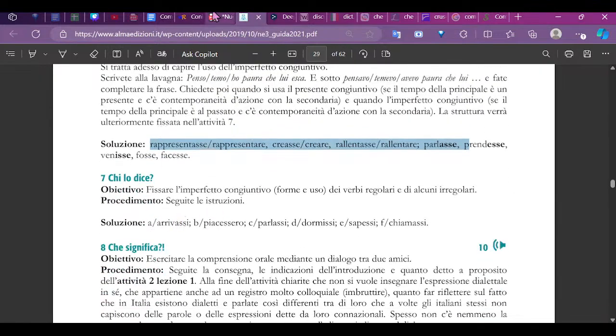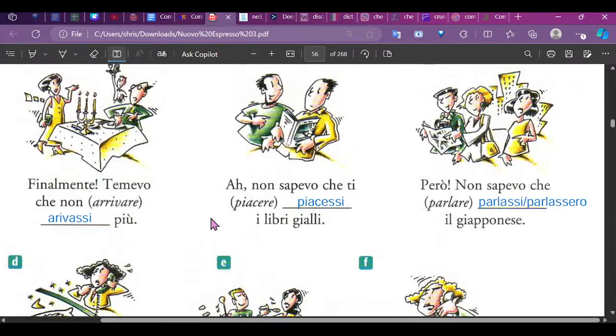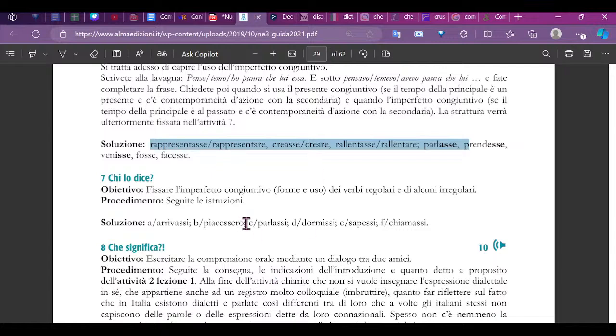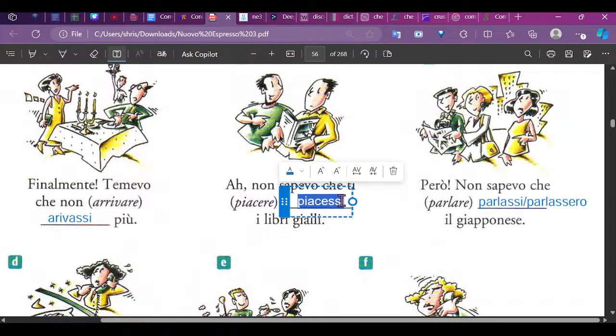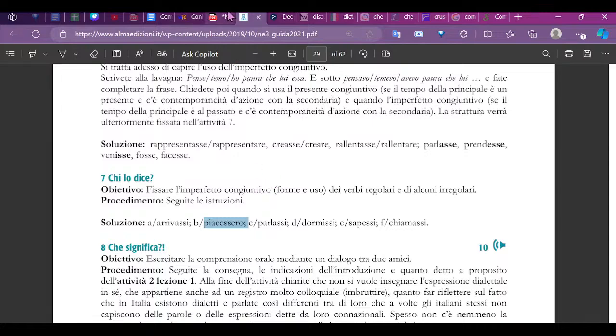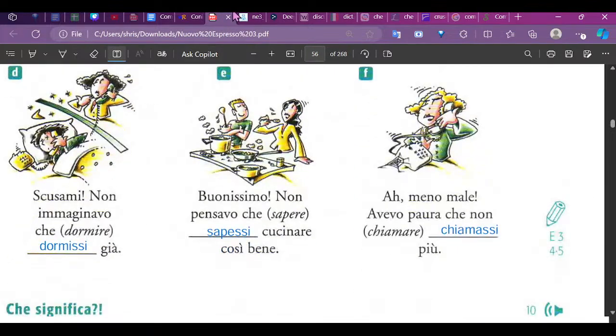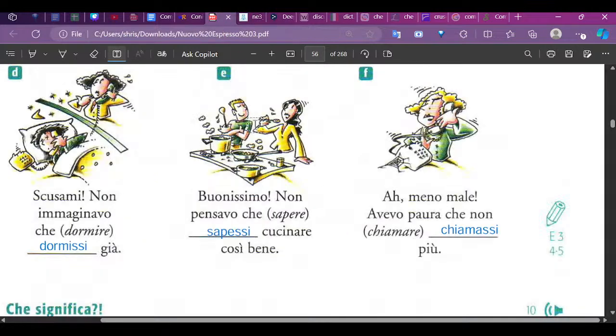Arrivassi. Oh, piacessero. That's weird. Oh, because piacere has to agree with the noun. So you have libri plural, piace what? Piacessero. Oh. This is correct, and then parlassi is fine. Dormissi, sapessi, chiamassi. Okay, great.